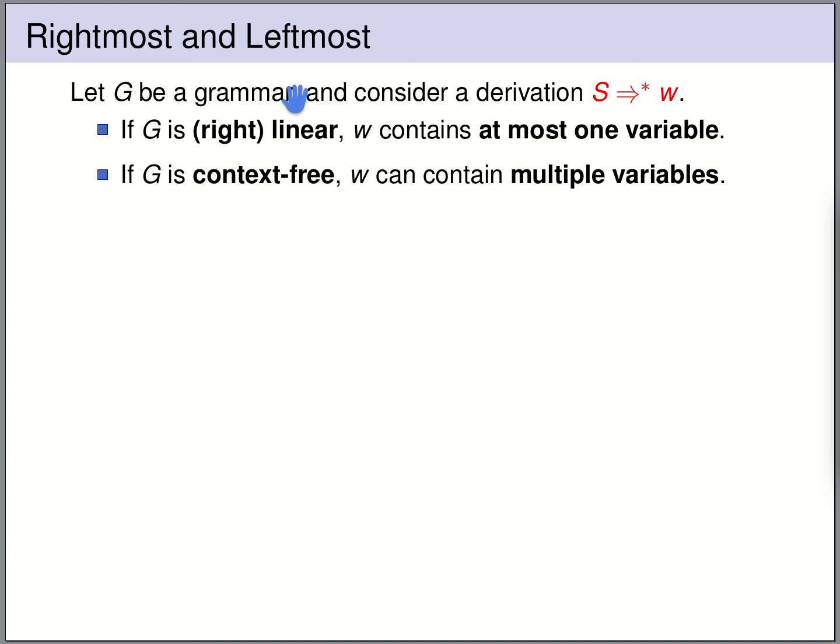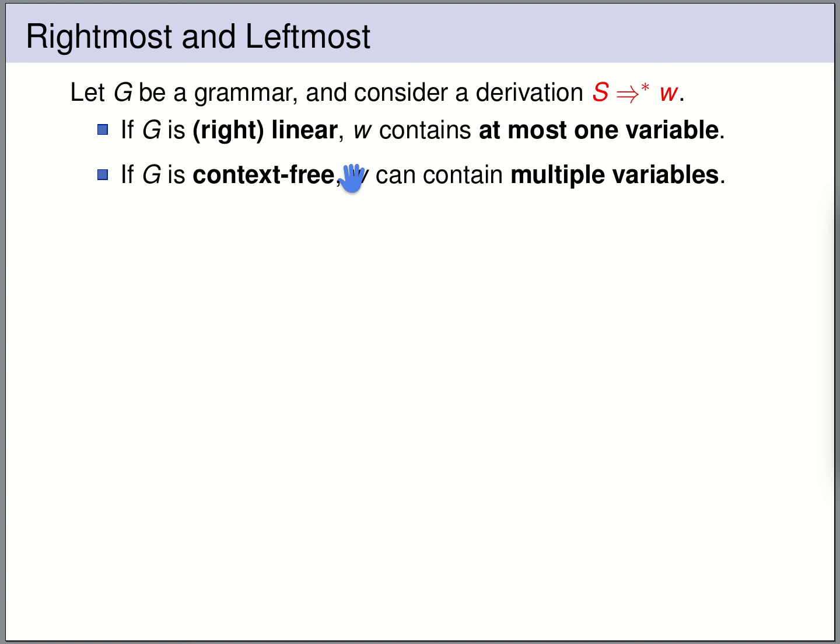So let's say that we have a grammar G and we consider a derivation in G. So a derivation from the starting variable to some word W. And this word W does not need to be a terminal word, it could still contain variables. If the grammar G is linear, linear means that all the production rules of the grammar have at most a single variable in the right-hand side, then it follows that also the word W contains at most a single variable. Because in a linear grammar you replace one variable by some word that contains at most one variable. So anything that you derive contains at most one variable.